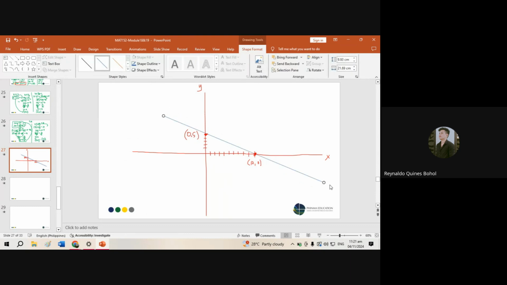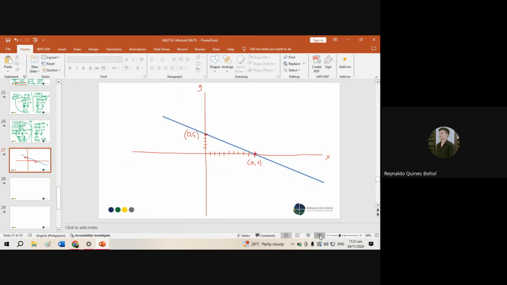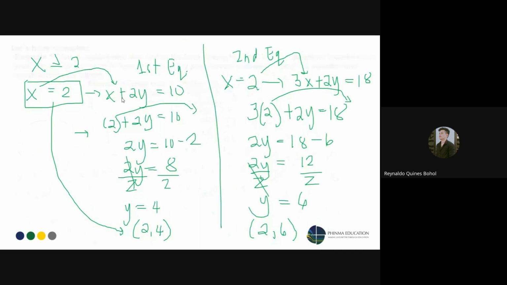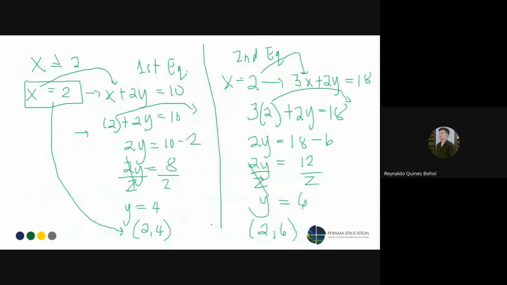I-connect na natin. So that is a straight line. Palakihin natin siya. Yan. Okay, next. Isulatan na natin siya ng equation 1. The second ordered pair or the second equation ordered pair are 6, 0 and 0, 9.